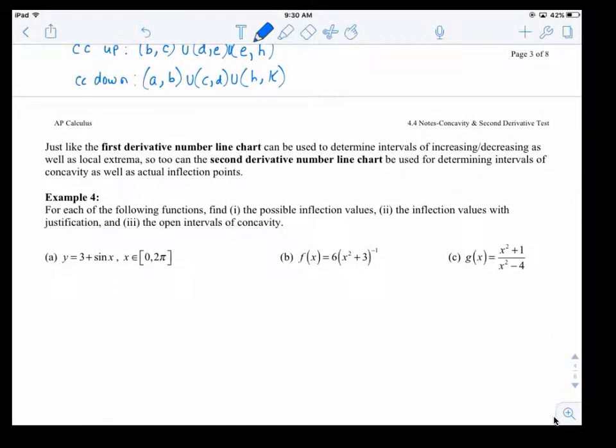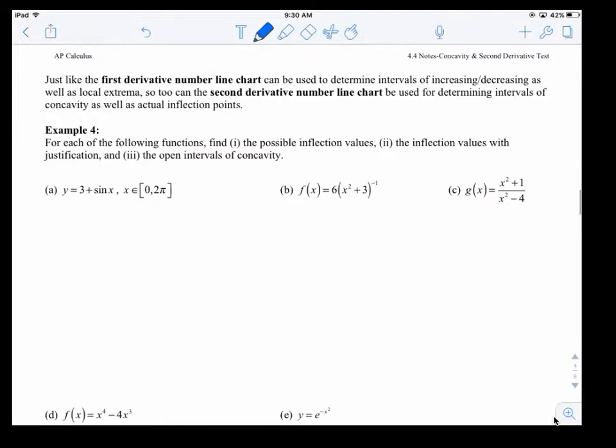All right, so just like the first derivative number line chart can be used to determine increasing and decreasing, the second derivative can determine intervals for concavity as well as inflection points. So for each of the following, find the possible inflection values, the inflection values with justification, and then the open intervals of concavity. Okay.